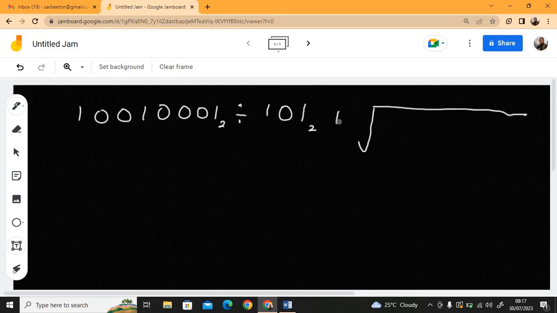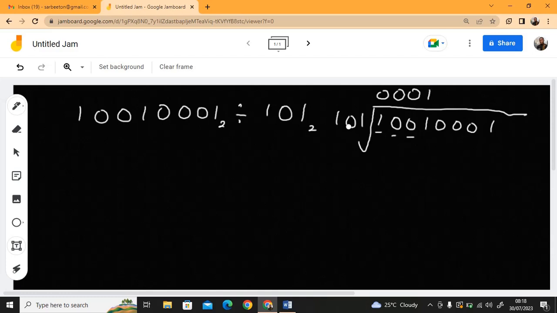you have 101 here, and this one you have 10010001. Now 101 is bigger than 1, so I'm going to write 0. 101 is bigger than 10, I'm going to write 0. 101 is bigger than 100, I'm going to write 0. Then 101 is less than 1001, right? So I'm going to write 1.